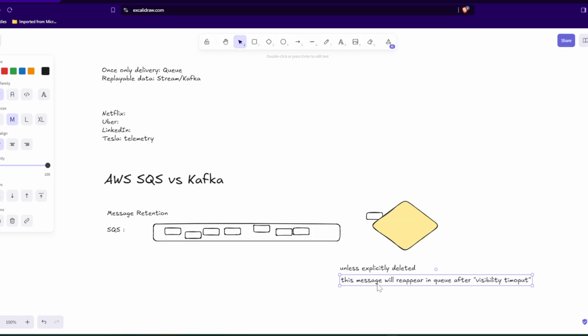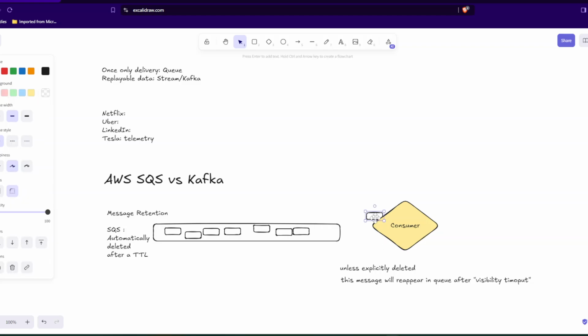Now what generally a consumer should be doing is, the moment it consumes the message, it should delete it. So this is how visibility timeout works, and this is one of the very important points on message retention. But a message will also be automatically deleted after a certain TTL. So after 14 days, even if you don't delete it as a consumer, it will anyway not be appearing.